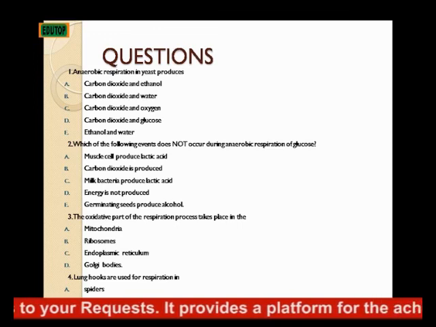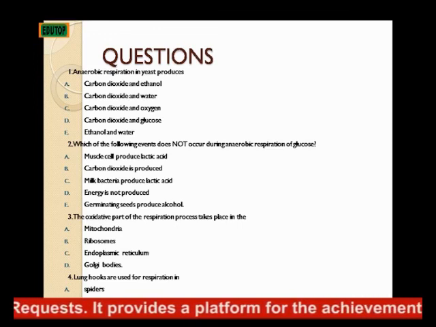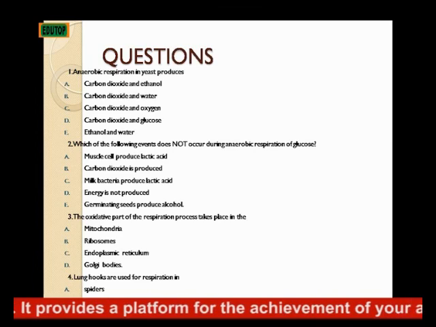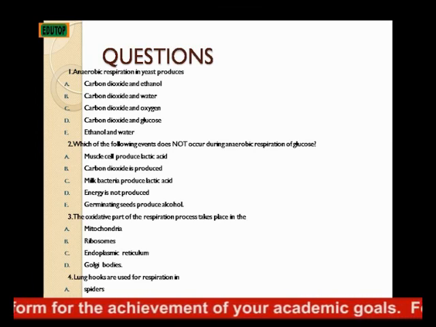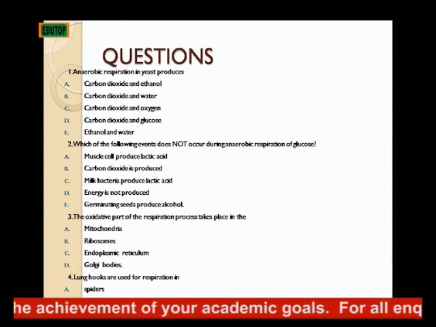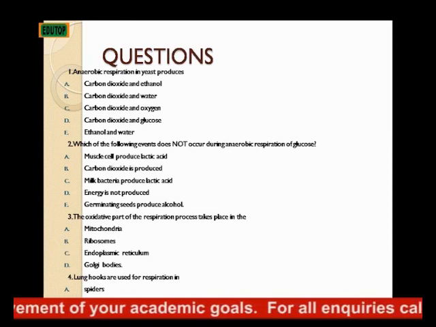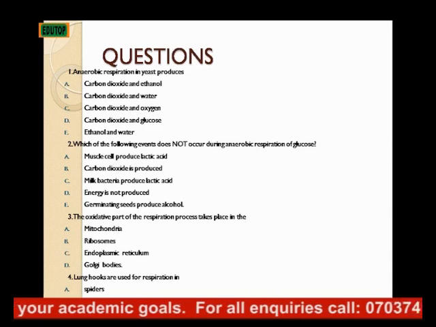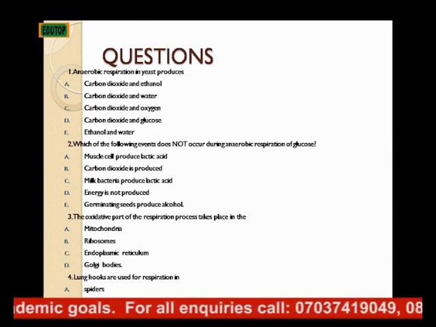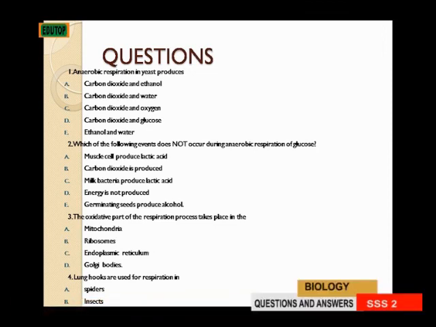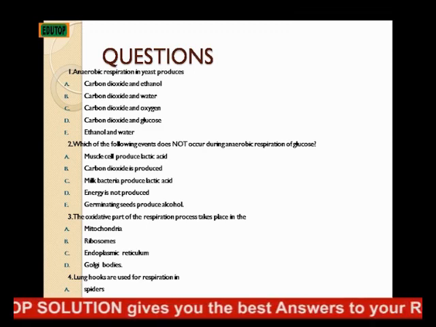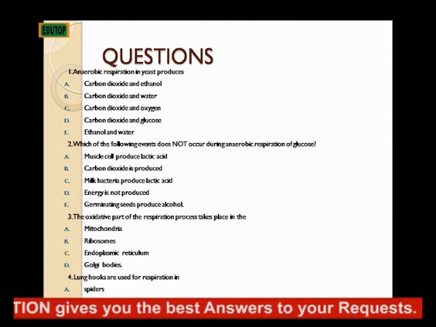Number 2, which of the following events does not occur during anaerobic respiration of glucose? 1, muscle cell produce lactic acid. 2, carbon dioxide is produced. 3, milk bacteria produce lactic acid. 4, energy is not produced. 5, germinating seed produce alcohol.